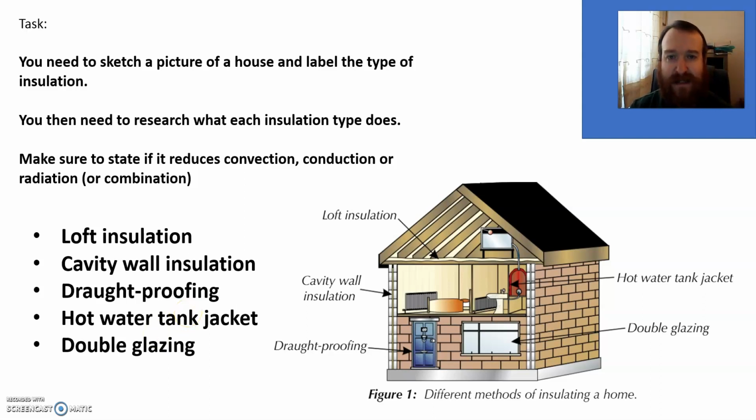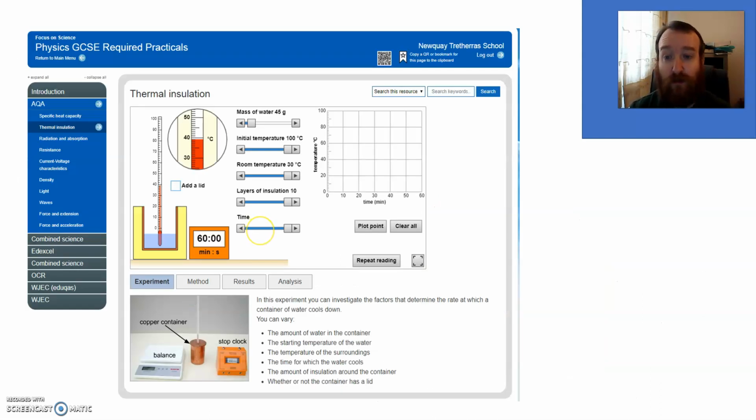There is a second task. Okay, the second task is optional, and it is mostly aimed at anybody who's opted to do triple science next year. We are going to be doing this required practical in school, but as it fits into this part of the unit, I thought it would be nice to link it to you. There's going to be a link in the description that will take you to this website that I'm going to show you now.